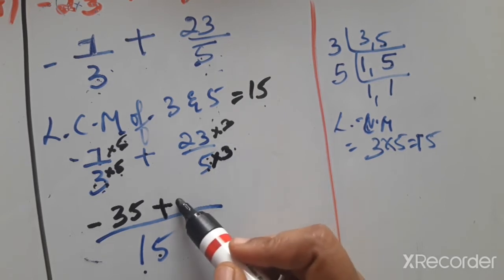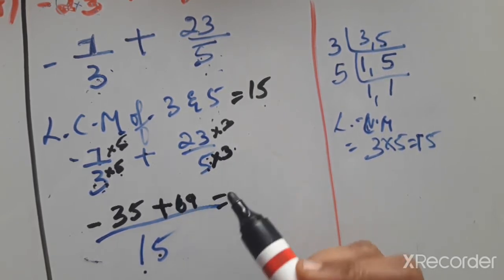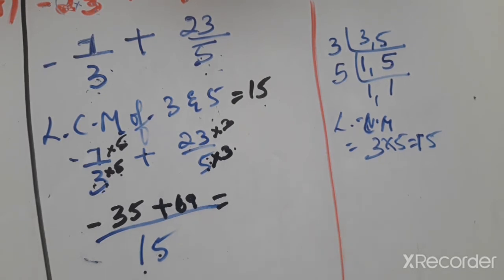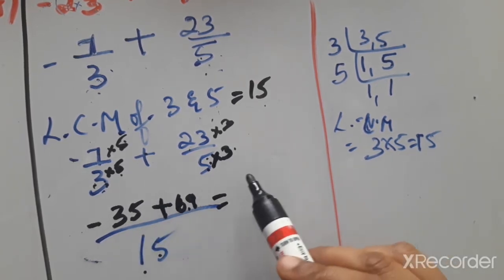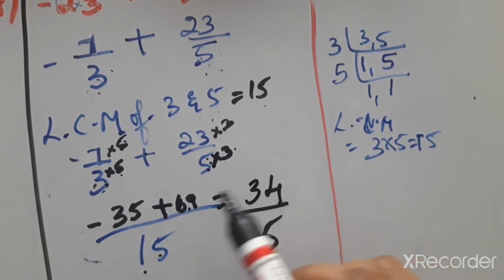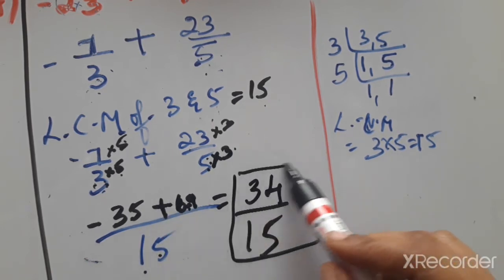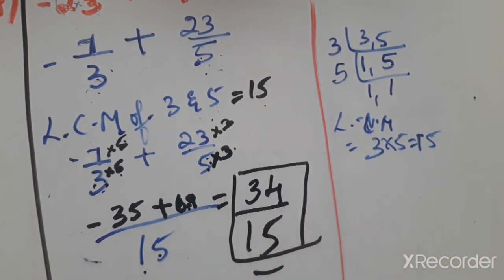23 3s are how much? 3 3s are 9, 3 2s are 6, so 69. Now here minus 35 plus 69. Minus 35 plus 69 means different symbols, which means subtraction. After subtracting, the value is 34 by 15, and the greater number is 69, whose symbol is plus. The answer is 34 by 15.